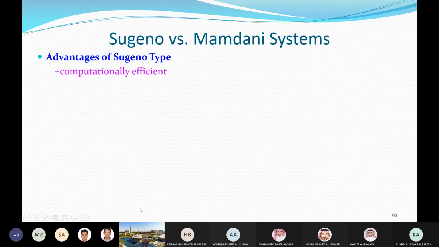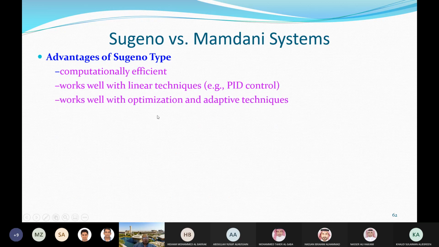The advantage of Sugeno is that it is computationally efficient. You don't need the centroid and the long process that we did in the defuzzification. You can easily take the numerical values of the input to calculate the output as a linear combination, and then you calculate only the weight of the antecedent, and you have the output directly. So it is computationally efficient, works well with linear techniques, and works well also in optimization and adaptive techniques. You can optimize the constants A, B, C.